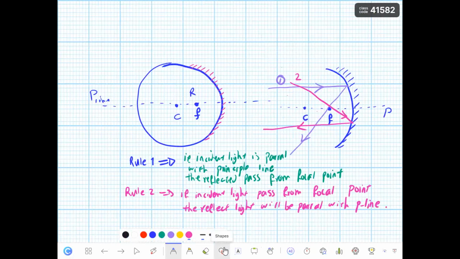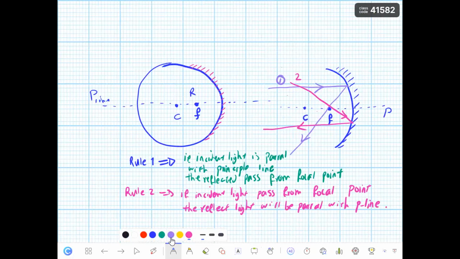Good. So it means that if you have a light source and you change the direction of the light source and all of these lights pass through the focal point, you would expect to see the reflected light which is parallel to the principal line of the concave mirror. Okay? Rule number three.